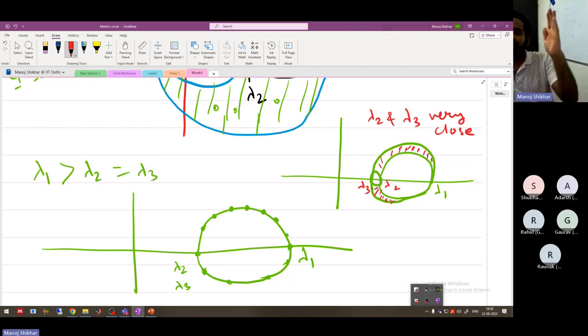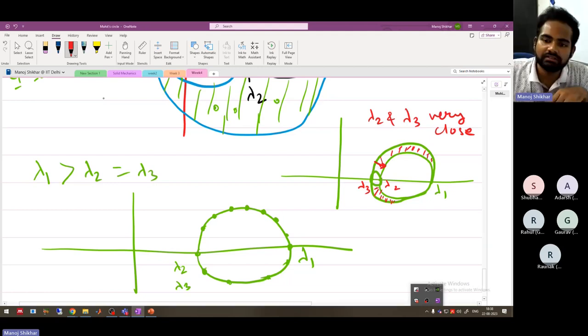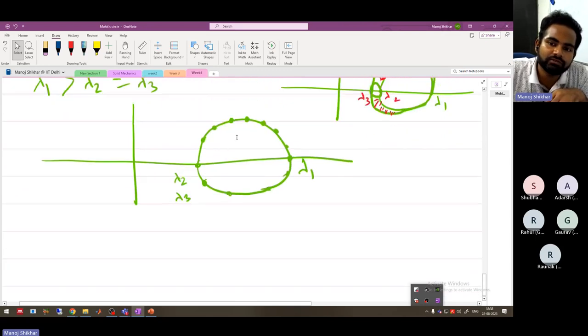Now, what will happen if we move lambda 3 more towards lambda 2? This outer surface will collide with this inner circle, right? And thus our Mohr plane will reduce to a circle, and the components will lie on this circle only and no other place.